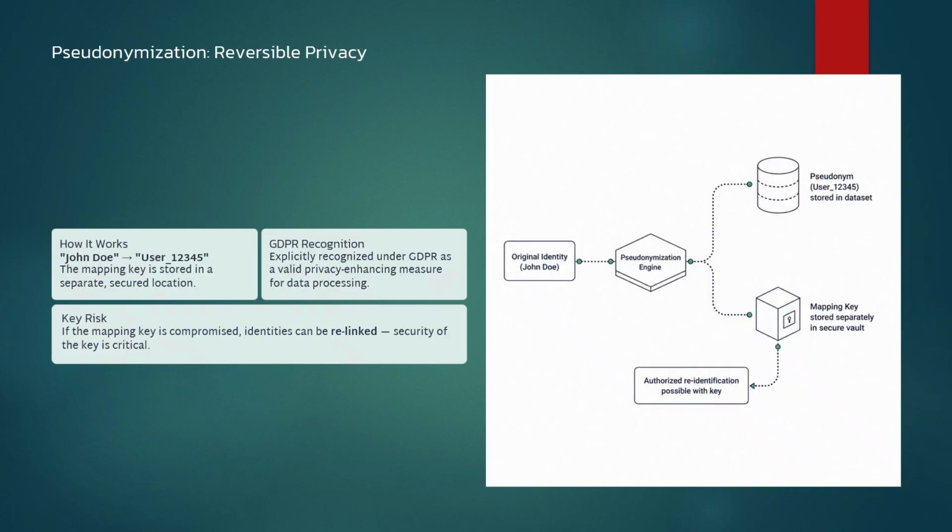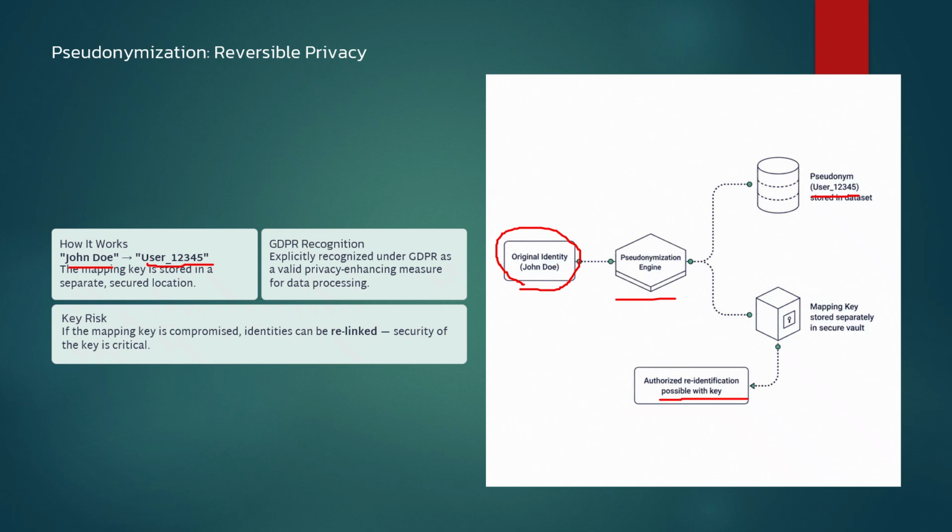So here, if you see John Doe, that's the name of a person that is replaced by an artificial identifier, that is user 12345. So what happened is, this is the original identity. After pseudonymization, the name is changed to user 12345 and the key is stored somewhere in a different database itself. So re-identification is possible with that key.